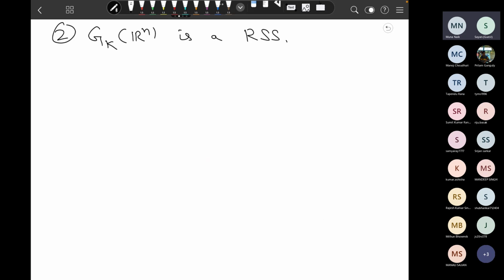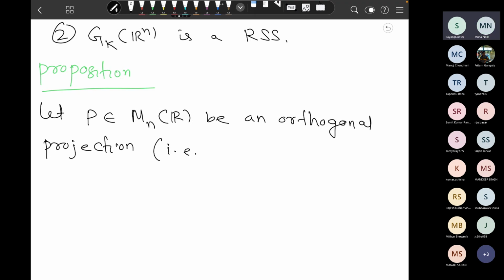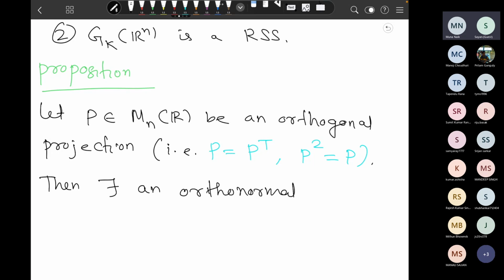Okay, so first important proposition. Proposition: let P belong to M_n(R) be an orthogonal projection. What does that mean? That means P is equal to P transpose and P squared is equal to P. Then there exists an orthonormal basis. So let us really assume that orthogonal.